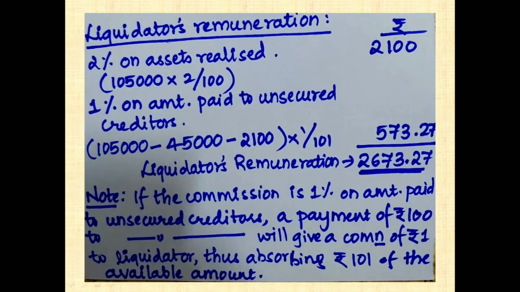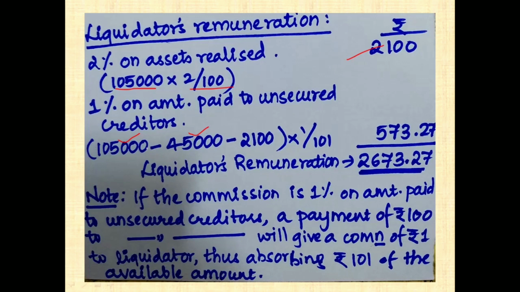If you see what they have given, the liquidator is realizing assets worth rupees 1,05,000 and he is taking a commission of 2%. So 1,05,000 into 2%, 2,100 he gets for realizing the assets. Apart from this, he also gets 1% on the amount paid to the unsecured creditors. Now how much amount is paid to the unsecured creditors? You had 1,05,000 rupees assets minus 45,000 you have to first pay to the secured creditors. Always the secured creditor comes first and then we have to pay the unsecured creditors.